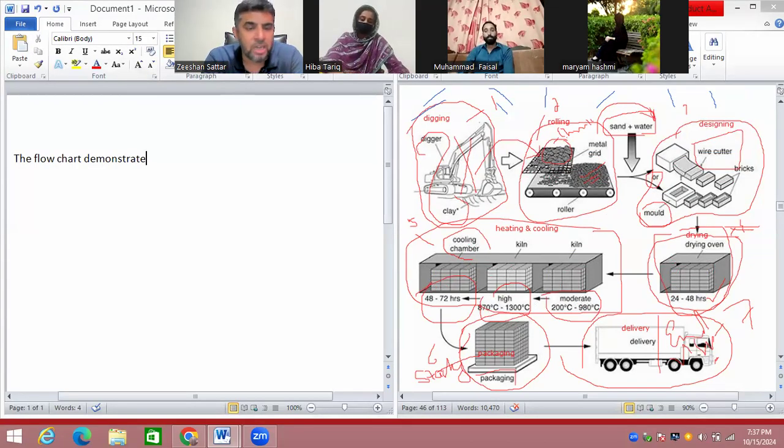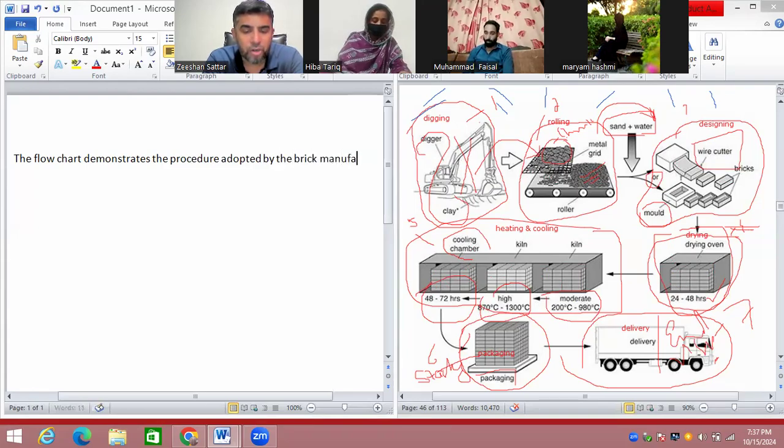The flow chart demonstrates the procedure adopted by the bricks manufacturers for the construction sector. And that's all.